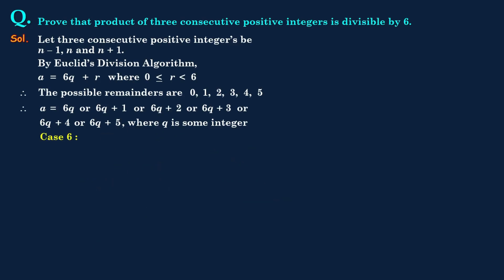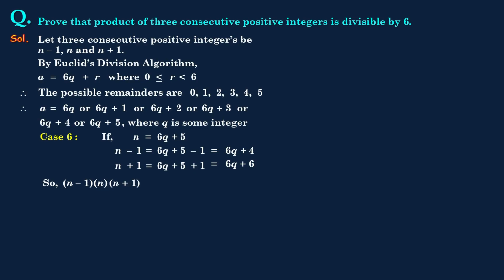Now let us consider the final case, that is n equal to 6q plus 5. So now n minus 1 will be 6q plus 5 minus 1, that is 6q plus 4, and n plus 1 will be 6q plus 5 plus 1, that is 6q plus 6. So n minus 1 into n into n plus 1 will be 6q plus 4, 6q plus 5 and 6q plus 6. Now we will keep it as it is.